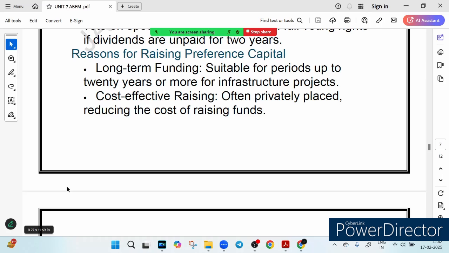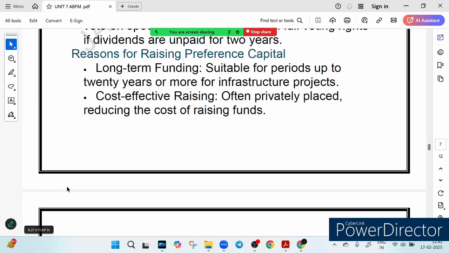Imagine you are a business owner and need long term funds for a big project, maybe a power plant or a highway. You have two choices: take a loan, but that comes with mandatory interest payment and possible risk of losing assets, or you can issue equity shares, but that means giving away control of your company. What is the middle ground? The middle ground is the preference capital. It is a great way to raise funds without the burden of a loan or losing decision making power.